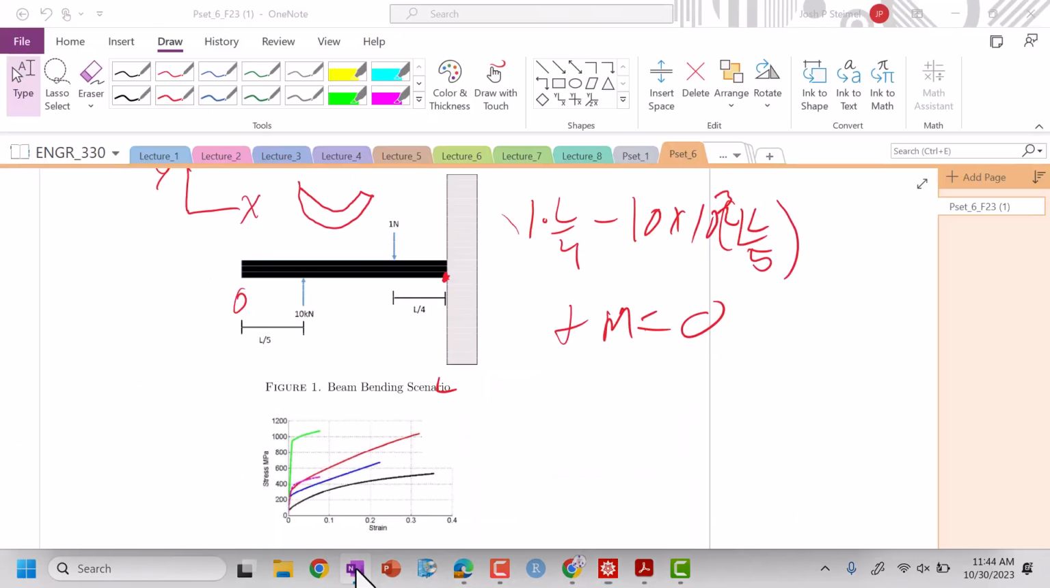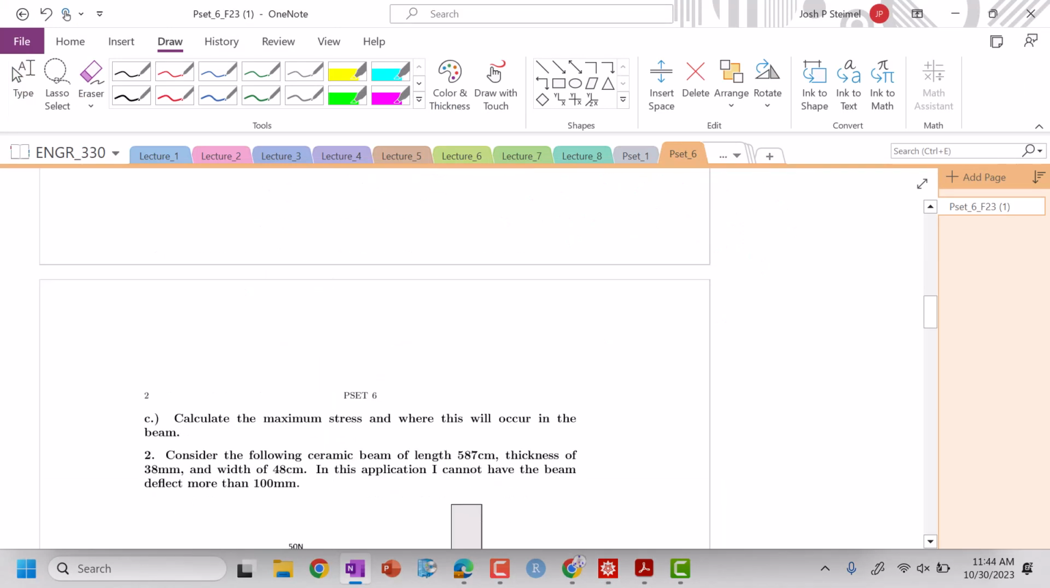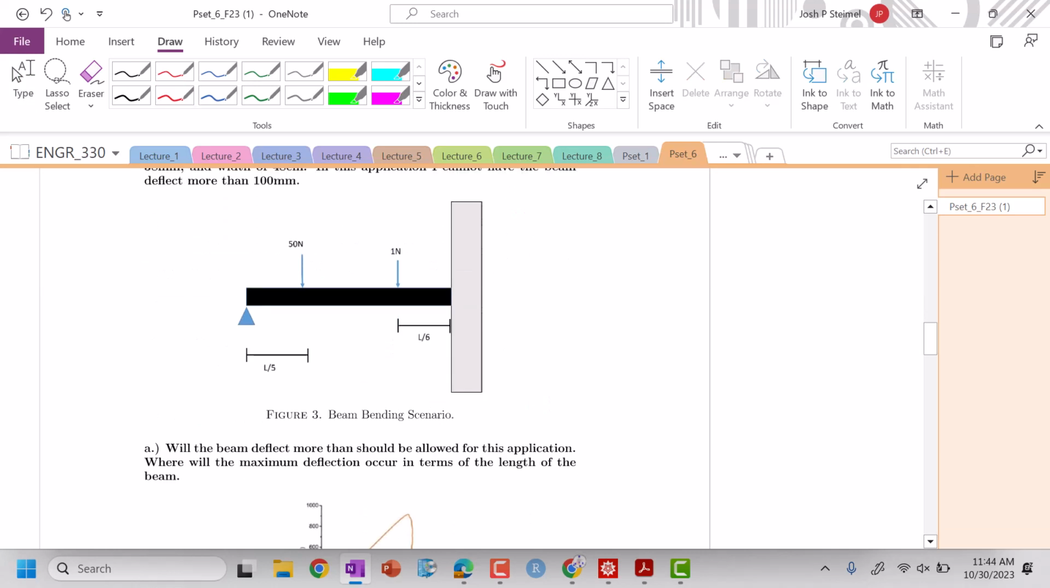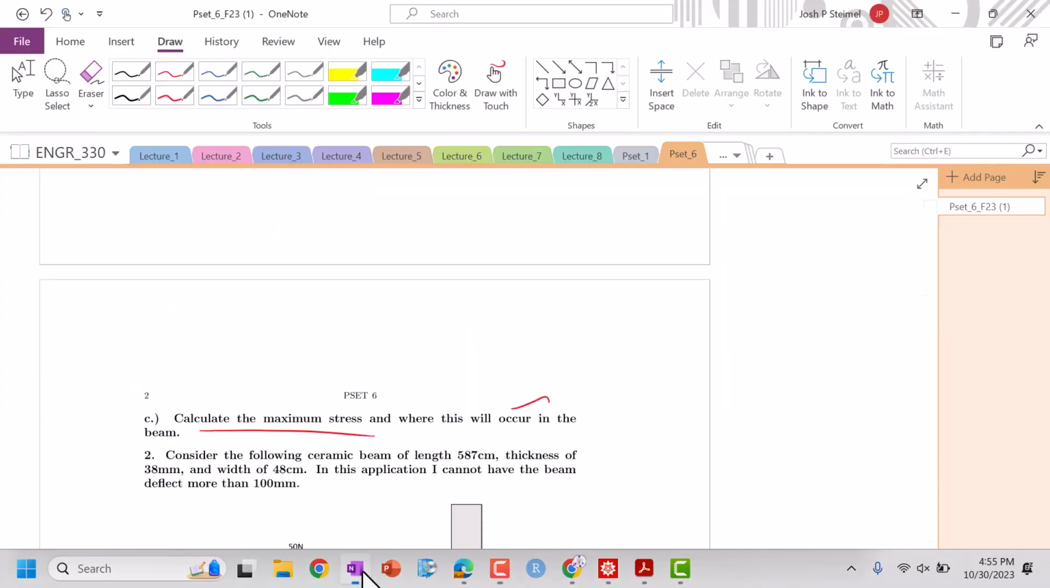If we look at our yield stress or even a fracture stress, we're way above that. So it will indeed yield. We figured out the maximum stress, did that. Excellent. So now we're on to problem 2. So let's go ahead and read this problem.